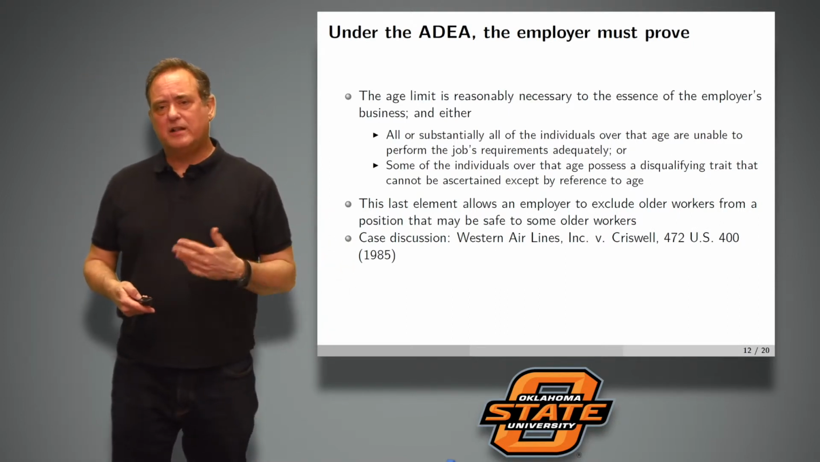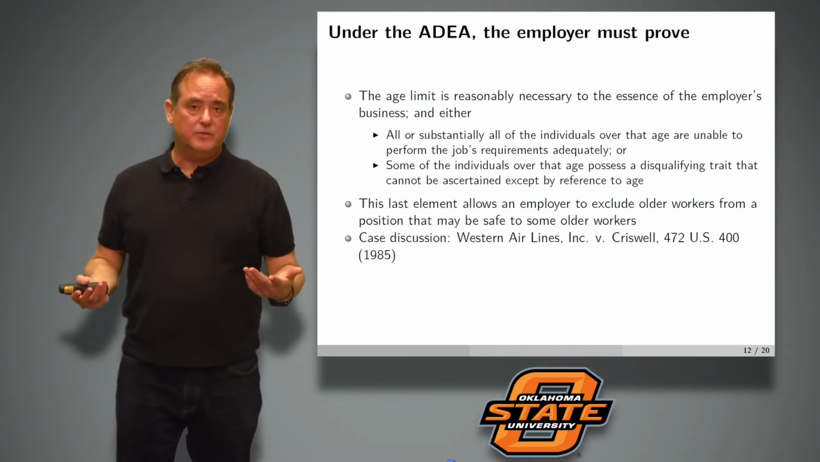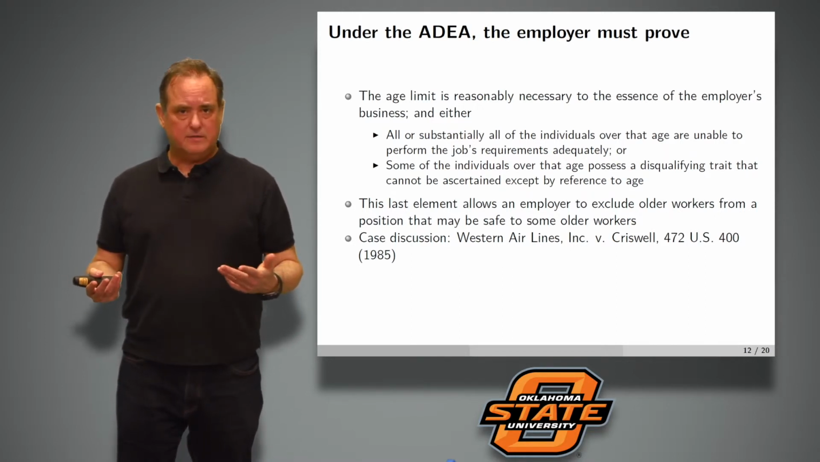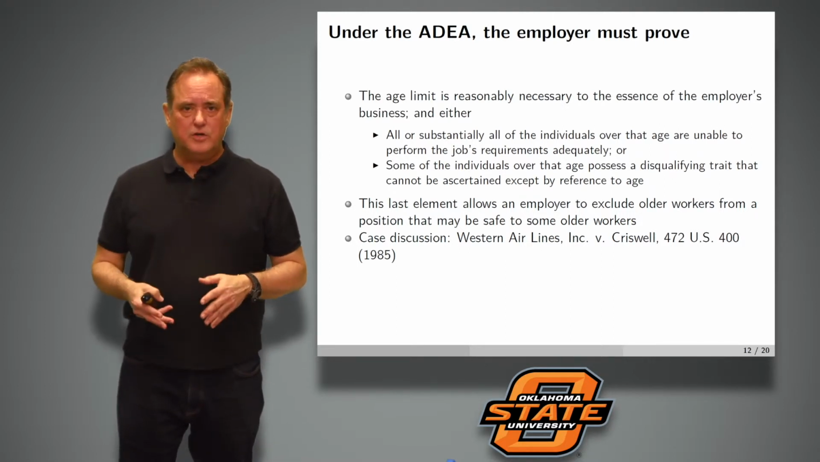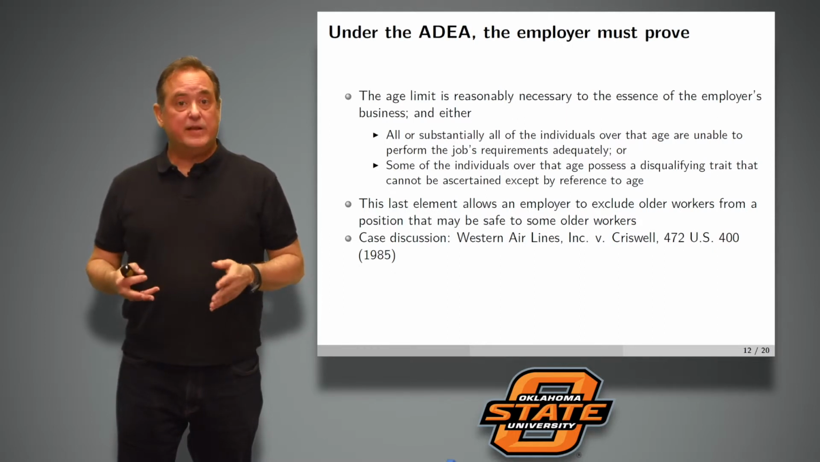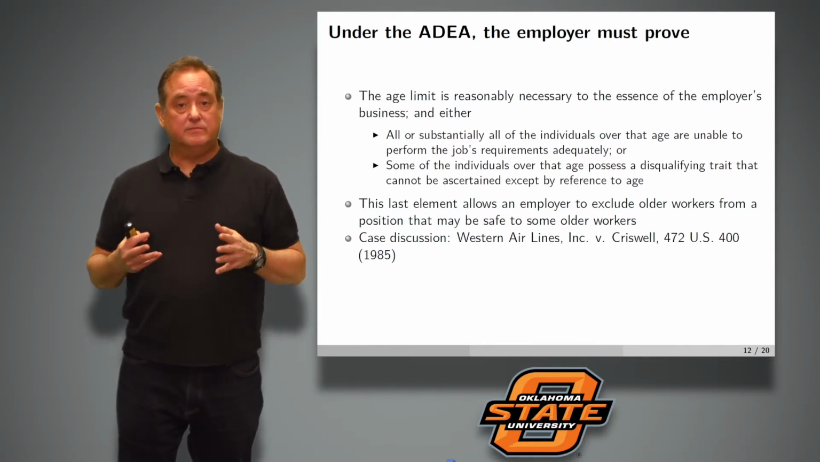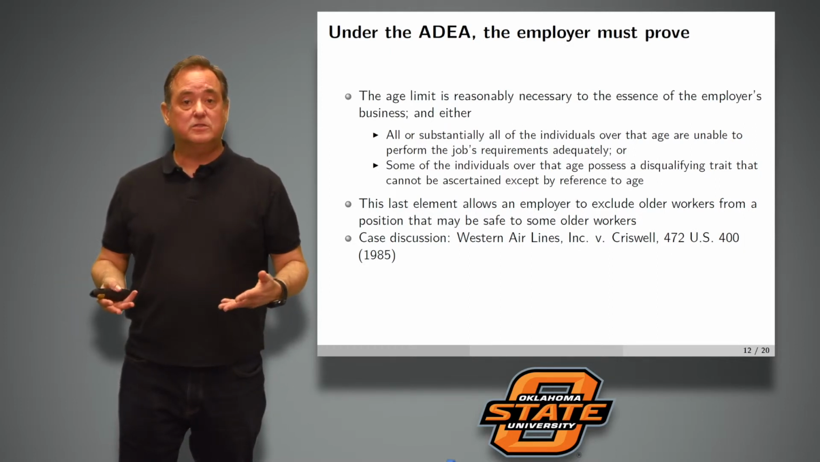This case, Western Airlines versus Criswell, involved an airplane pilot. Now, until very recently, commercial pilots could not fly commercial aircraft once they had reached the age of 60. That 60 was the maximum. At 60, you lost your license.